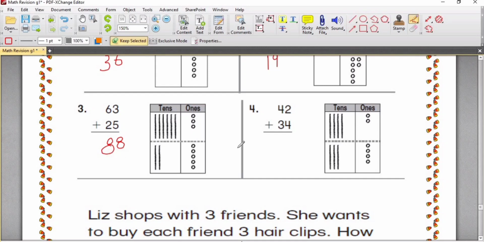Now let's see question number 4. Here we have 42 plus 34. We will start from ones. 2 plus 4. Come on, count and tell me what's the answer. I'm waiting for you. Yeah, 2 plus 4 equals 6. Then we have 4 plus 3. 4 plus 3 equals 7. Super. So 42 plus 34 equals 76. Great job, my dear.